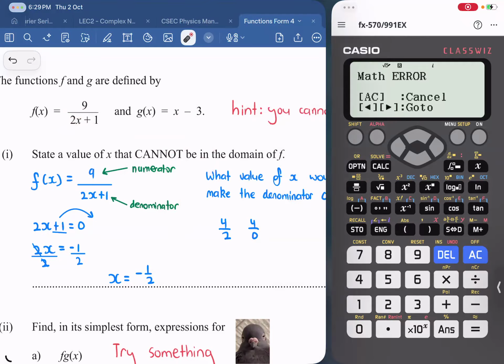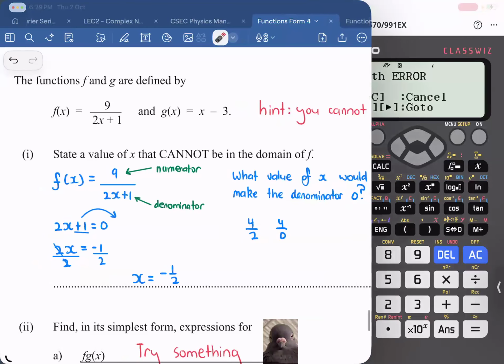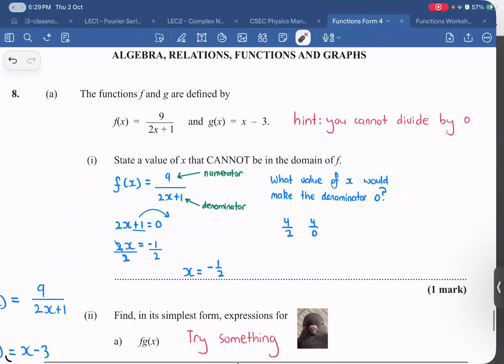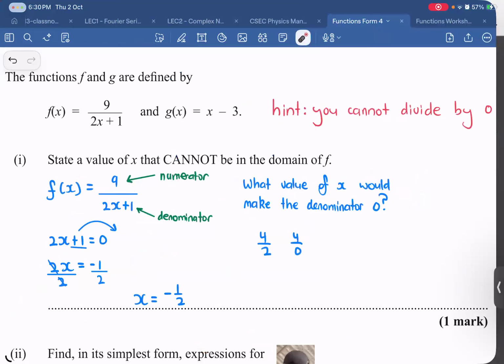So anytime you see a question asking to state a value of x that cannot be in the domain, they're just basically asking you what value of x would make the denominator 0. Why? Because it can't divide by 0. Simple as that. If you don't understand this, tell me now and I'll re-explain it. Can I hear anybody? So I'm gonna move on.